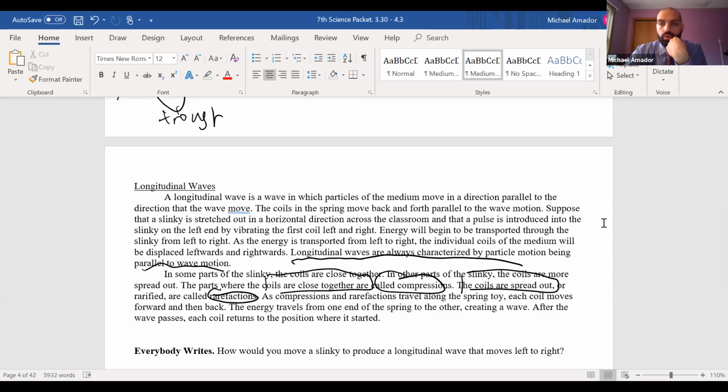Thank you, Bailey. Morris, what does it mean to be compressed? In a longitudinal wave, what is a compression? Compression, I think, is like when it's closely packed together. For example, if I had a slinky and there was barely any gaps between them, that would be compressed. Okay, close together, compressed.